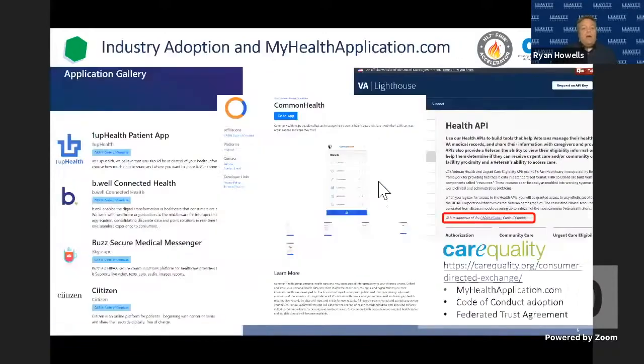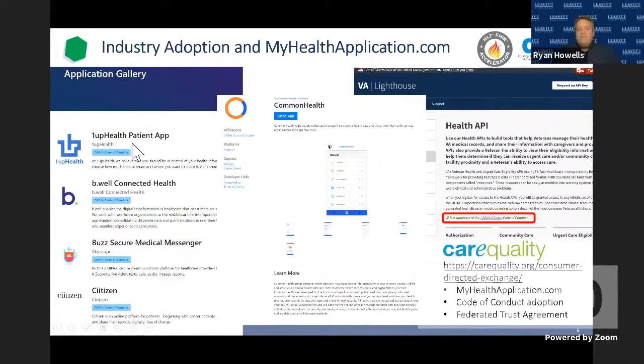So where do you find this information, and who has actually attested to this information? Well, we have an app gallery. It's on a website called myhealthapplication.com, where you can go and search these apps that have actually attested to the CARIN Code of Conduct. There's b.well right there. There's one up as well at the top.